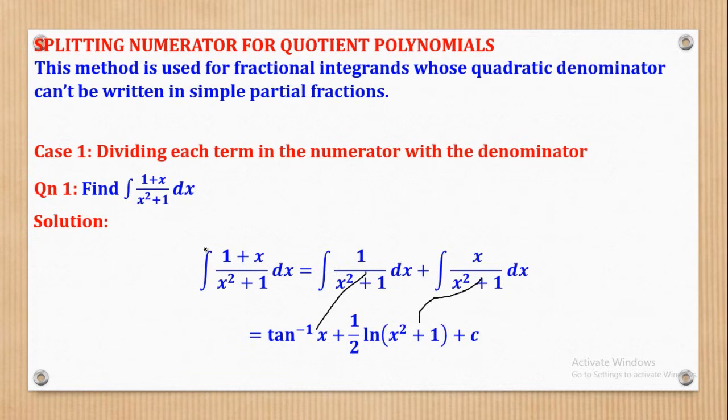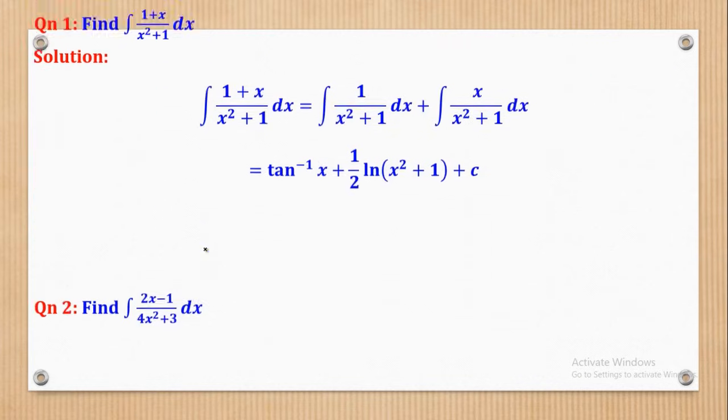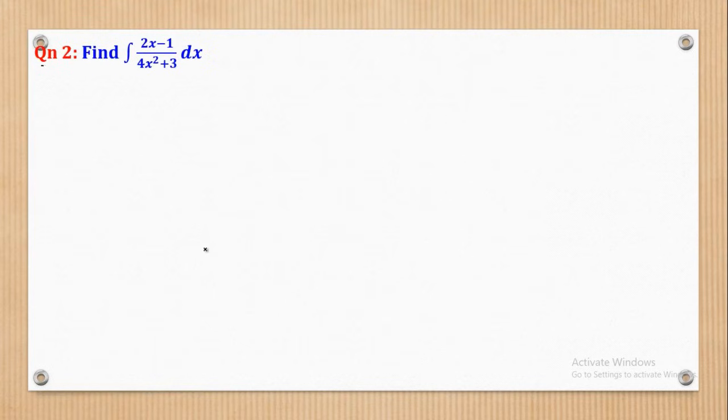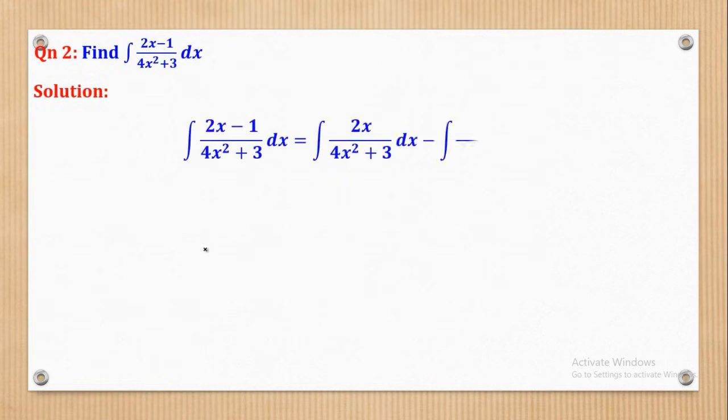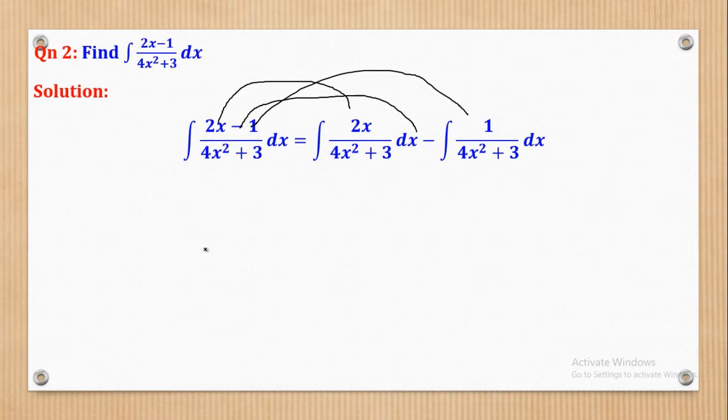All these methods are available in the video of further integration, and that video is also available on this platform. So now we shall go to question 2, where they want us to find this integral. Still we shall use the method of splitting the numerator. Each term in the numerator will be divided by the denominator. So this will be 2x over 4x squared plus 3, then this minus is maintained here, then 1 over 4x squared plus 3.